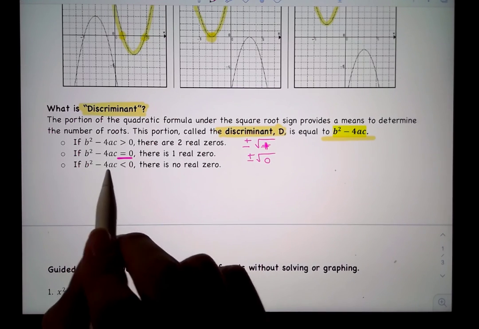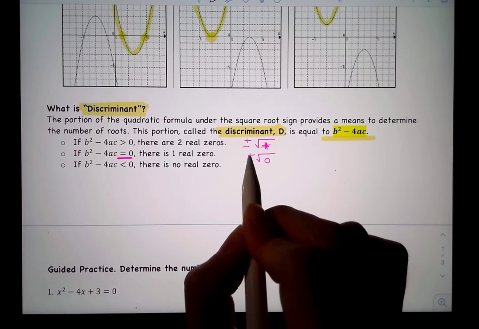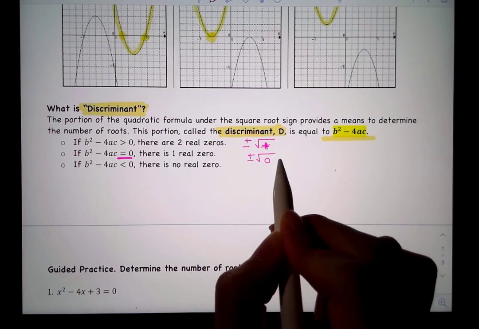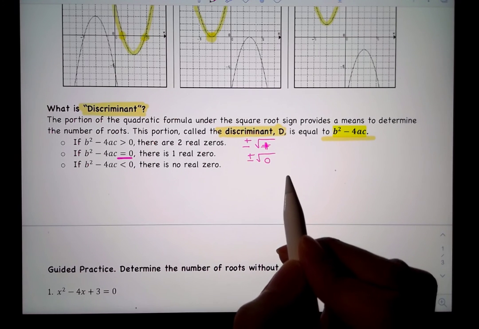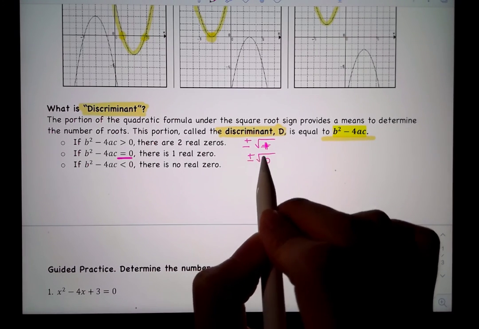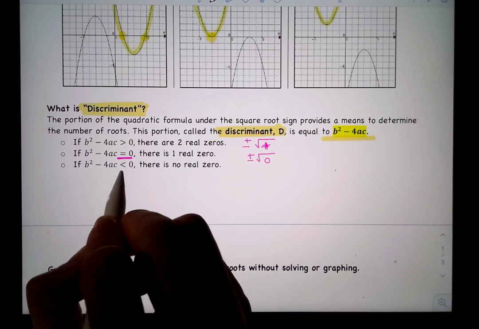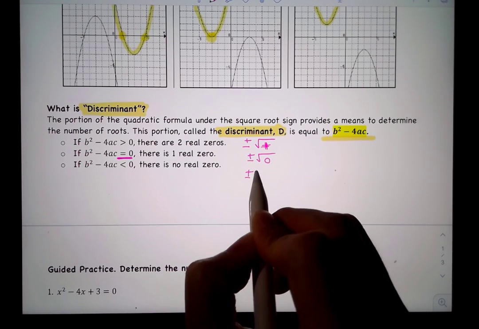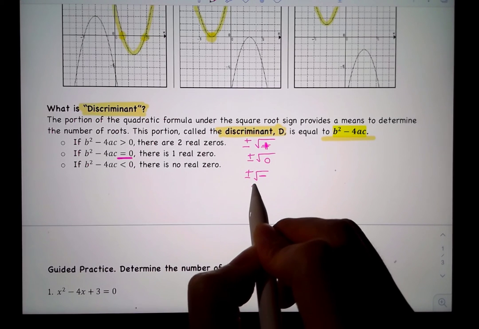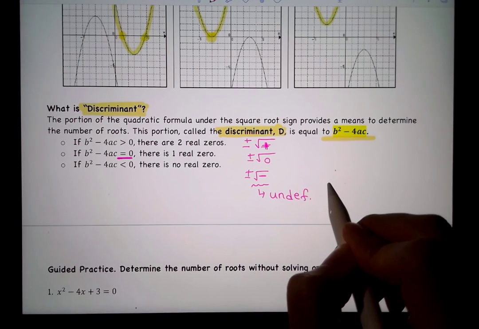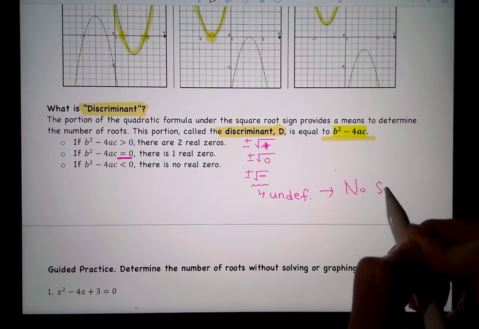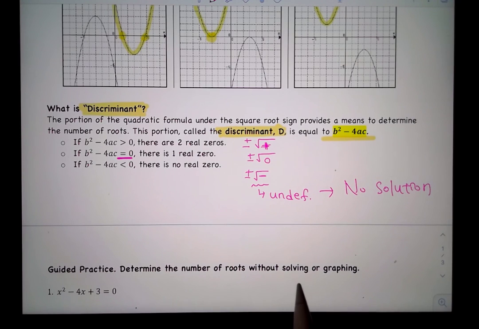If that is equal to 0, then this plus minus, that's what? Useless, because after plus or minus, you have just 0. Plus 0, nothing. Minus 0, nothing, right? So you just get one real zero. And if inside of the radical, that is negative, then what? This is undefined. So no solution, like this. Okay, so we can determine the number of solutions with the discriminant.